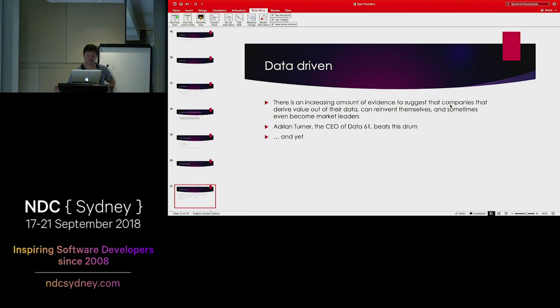Data61's Adrian Turner often has a bit of a drum beat. He's talking about organizations becoming data-driven, about competitive advantage and so on. He puts it far more eloquently than I do. There are companies becoming best of class, and we often go into talking about machine learning, and you've heard the speeches many times. I'm really talking about a very simple thing: making those people productive.